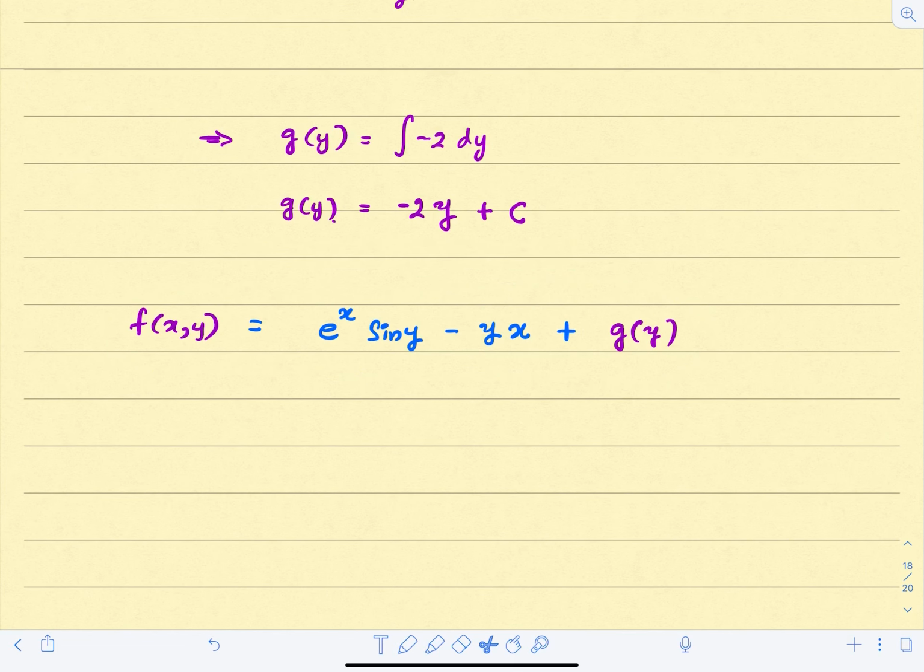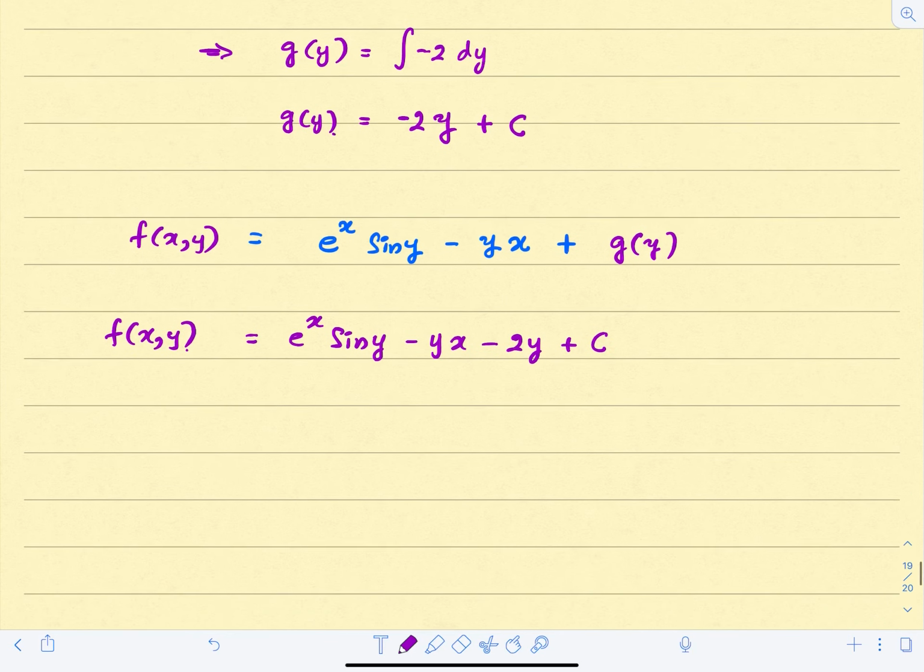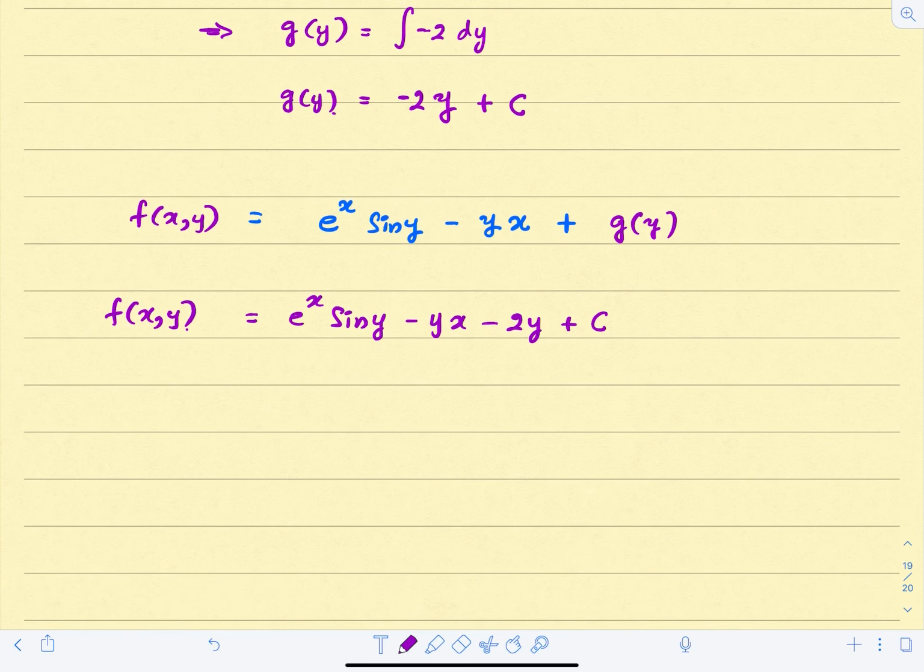Okay, and we have an expression for g of y. So we have e to the x sine y minus yx minus 2y plus c of x comma y. So we have found the general scalar potential function for the vector field.